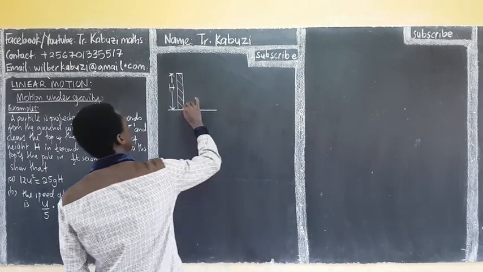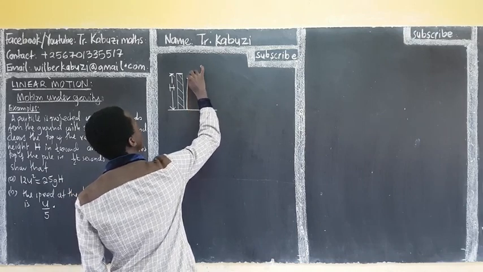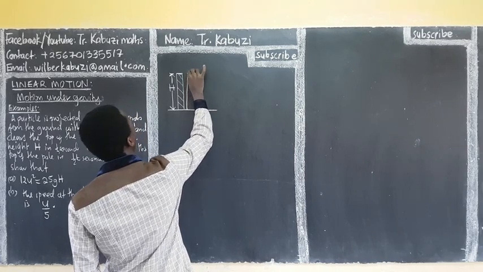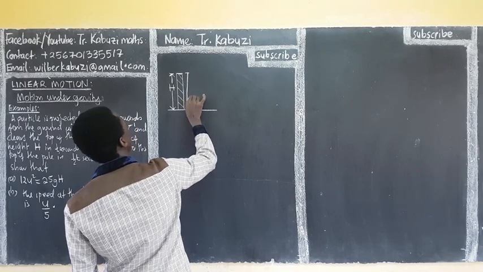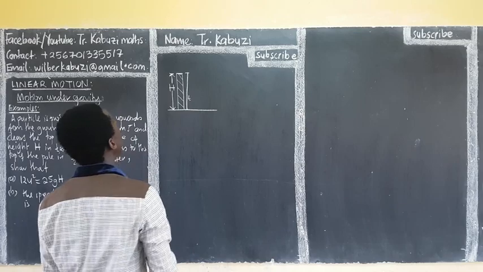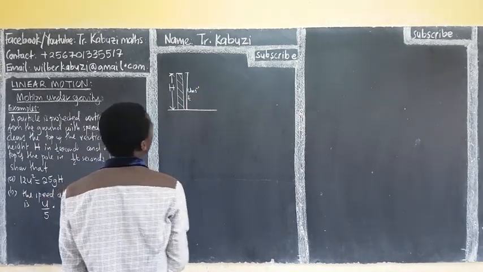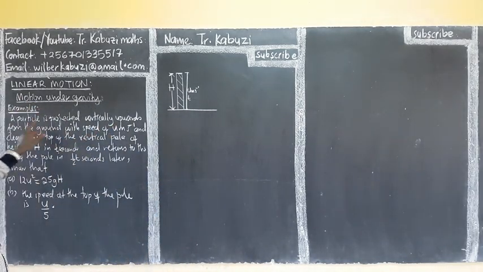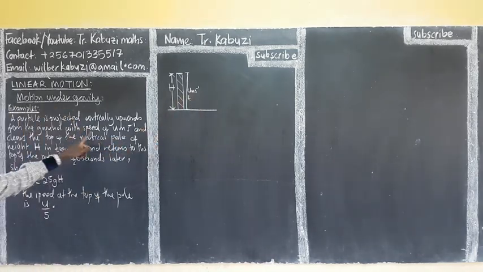So we are throwing it up from here, then it clears. So you see, it clears this in t seconds. What we are throwing is going to clear that in t seconds. The velocity it's using is u meters per second. So they're giving us a particle projected vertically upwards from the ground with the speed of u, and it clears the top of the vertical pole of height h.